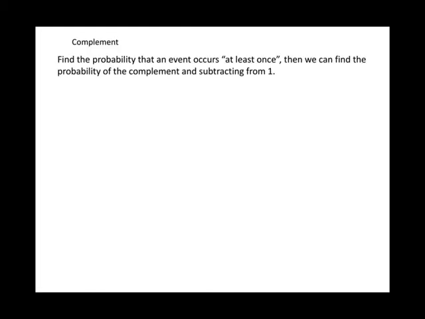Okay, complement. To find the probability that an event occurs at least once, we can find the probability of the complement and subtract from 1. Remember we talked about the complement in the previous sessions. What is the meaning of complement? If there is a 60% chance to win, then that will be 40% it will not win, right? Win and will not win, this is called the complement. When you add them up, it should be equal to 100%.